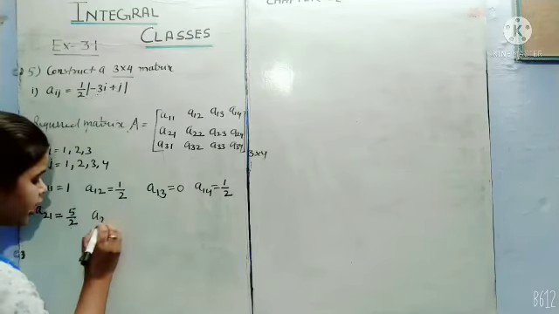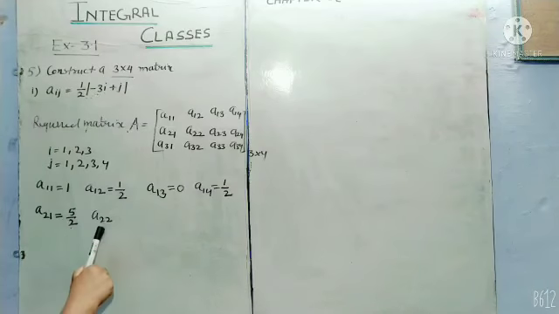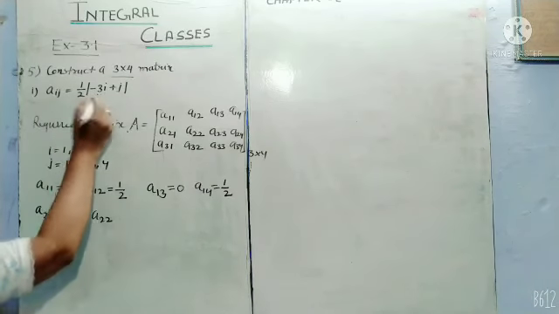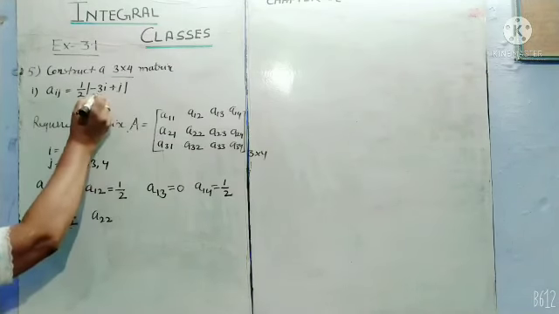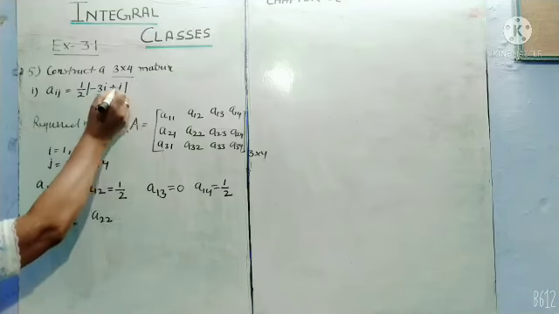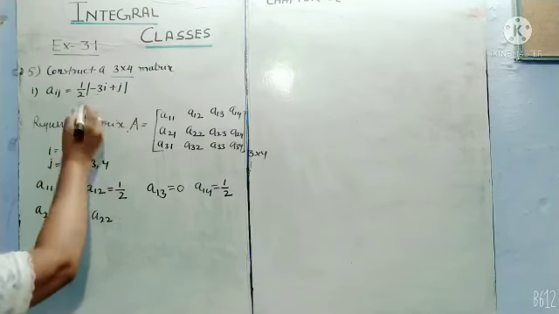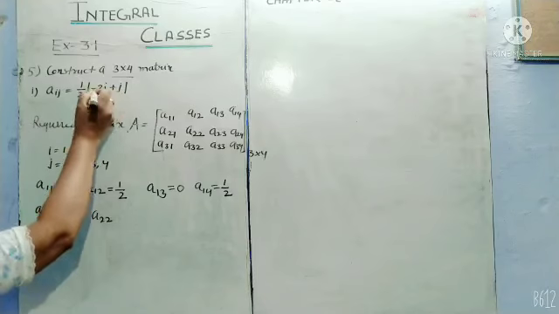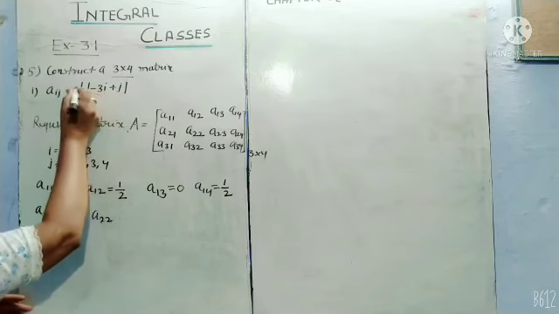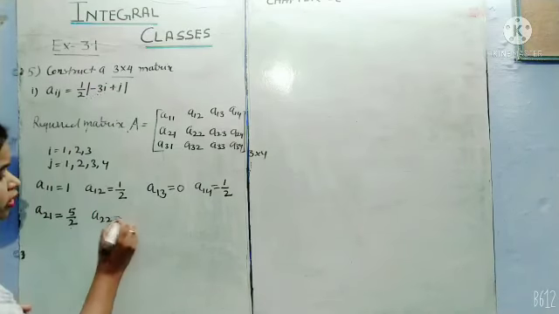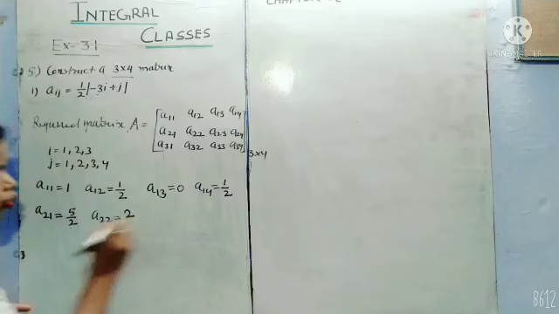Now next is A22. It means row and column are the same. So put 2 3 is 6, minus 6 plus 2, which becomes minus 4, and inside the absolute value it becomes positive, 4 into 1 by 2. Then we will get 2.